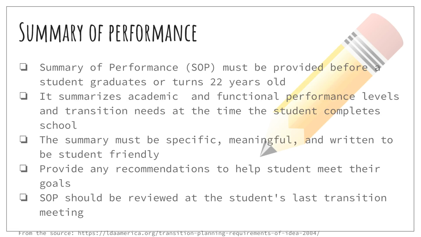The summary of performance is another step that you need to take in doing a transition plan if the student is graduating or is turning 22 and they will be exiting the school. It summarizes the academic and functional performance levels and transition needs at the time the student completes school. So if they're a senior and they're graduating, it summarizes that. If they're 22 and exiting a transition program, it would also summarize their performance levels throughout the course of their high school career. It must be specific, meaningful, and written to be student-friendly to help them. They can take this as a document to help them once they leave.